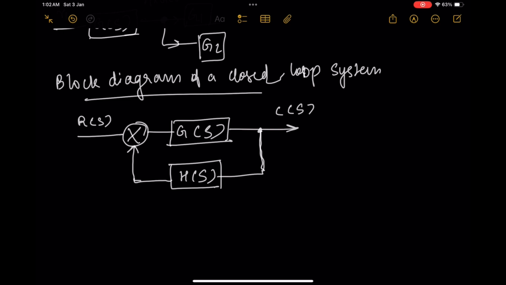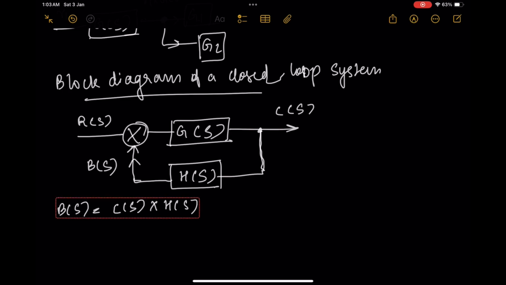And the next thing I'm gonna show you is, I am letting this backward gain be b of s. So the signal that will be flowing to the summing block is b of s, and b of s is equal to simply the output into h of s. That's the signal that's flowing back to the input. So c of s into h of s is b of s. Okay, we have done that.